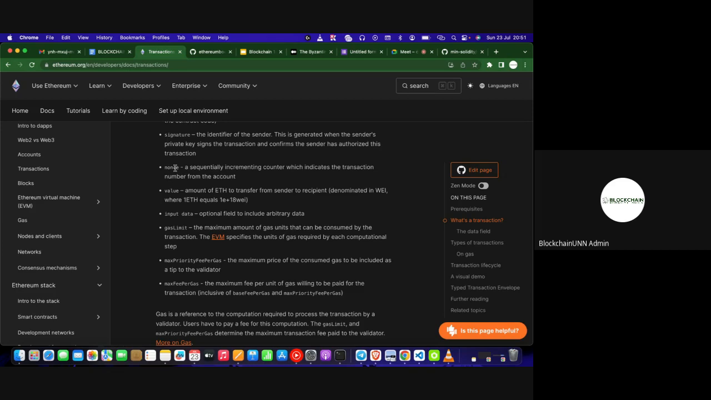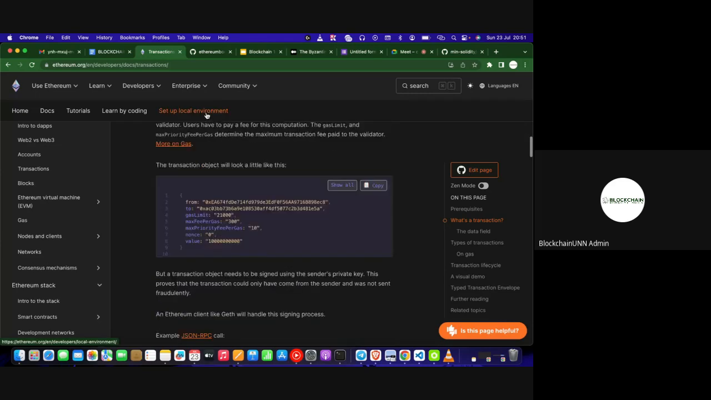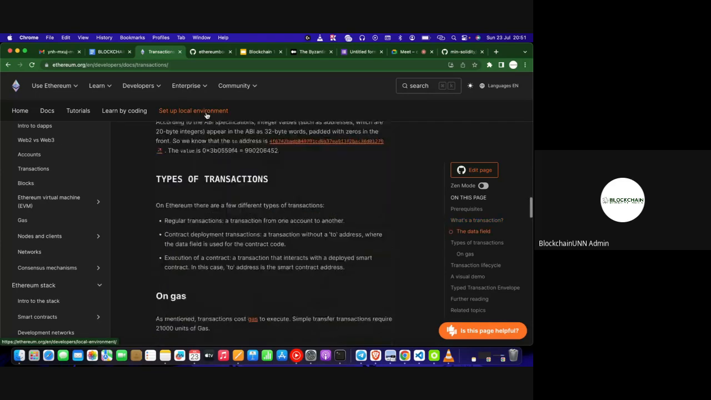You have the gas limit, which is the maximum amount of gas units that can be consumed by that particular transaction. The gas limit is always specified by the EVM. Then we have the max priority fee per gas and the max fee per gas. We're just going to skip all that. Is there any other thing I want us to see?